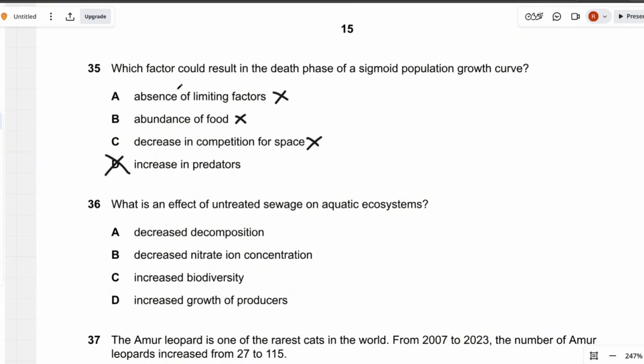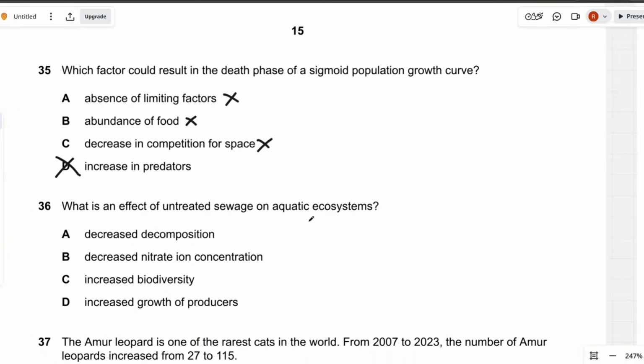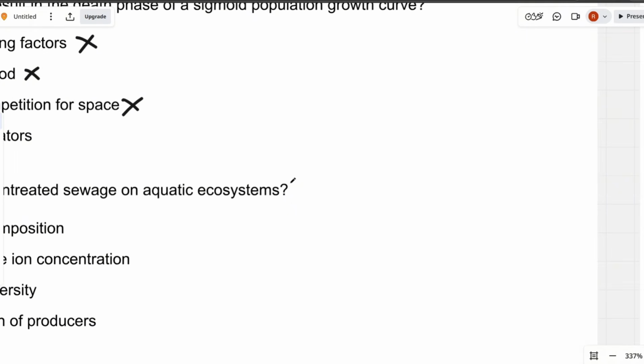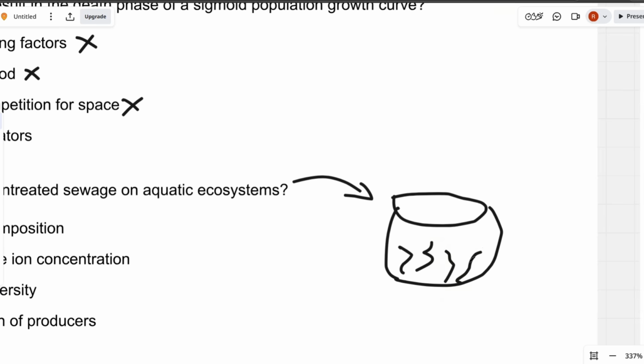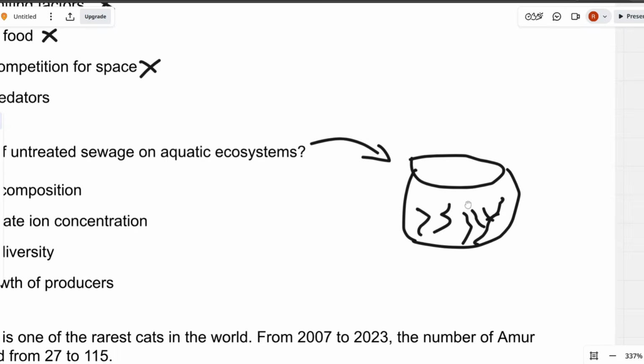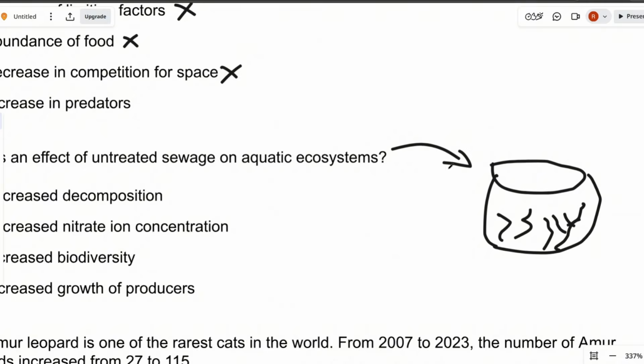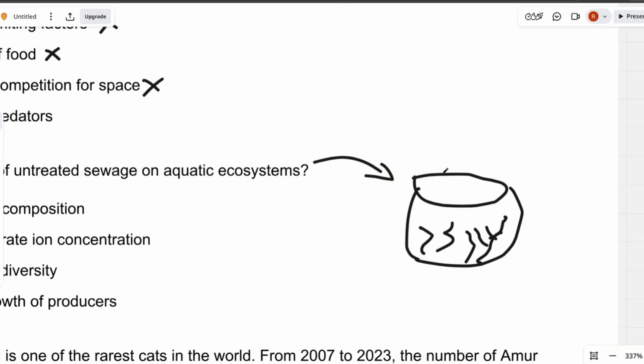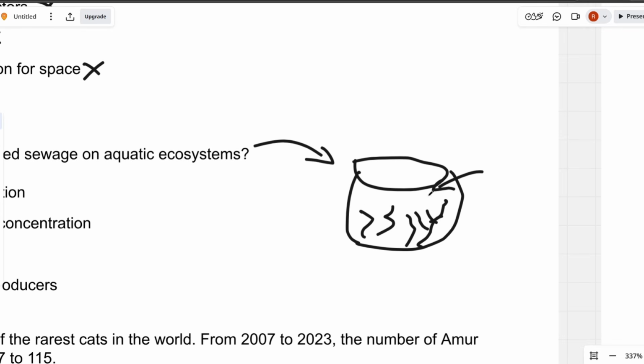What is an effect of untreated sewage on aquatic organisms? Let me tell you what happens with aquatic organisms and the effect of untreated sewage. The untreated sewage is released onto lakes and water bodies, and these water bodies contain plants underneath. So this is the lake, and they have plants here. These plants are just living as normal. They are carrying out respiration, photosynthesis, all these processes. So what happens is, when you increase the untreated sewage, that untreated sewage has so many nutrients, and those nutrients will actually promote the growth of other producers. So not just the plants here, it will promote the growth of other producers such as algae.